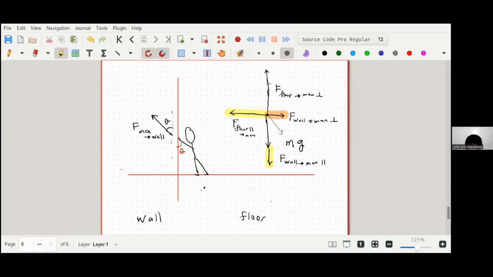What else? And F floor to man. Okay, so F floor to man is perpendicular to the floor. So, the yellow ones, these are frictional forces. Then the orange ones, those are the normal forces.